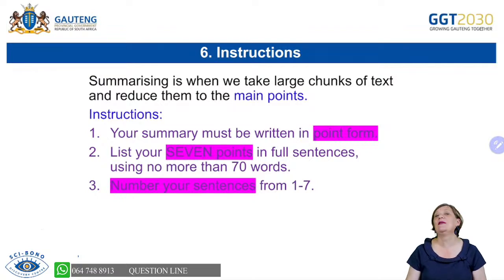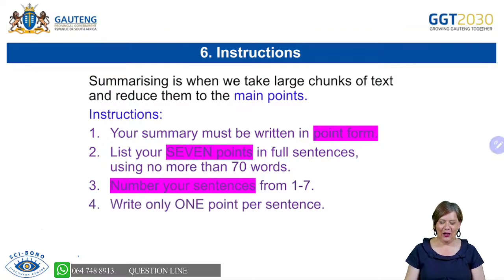Number your sentences from 1 to 7. So you can't do bullets or little hearts, numbers. That's what we're looking for, underneath each other. Write 1 point per sentence. That means 1 fact per sentence. Should you include 2 facts per sentence, we will only mark the first one. Unfortunately, if the first one is incorrect, we're not even going to look at the second one. So make sure the facts that you write down are the right ones.